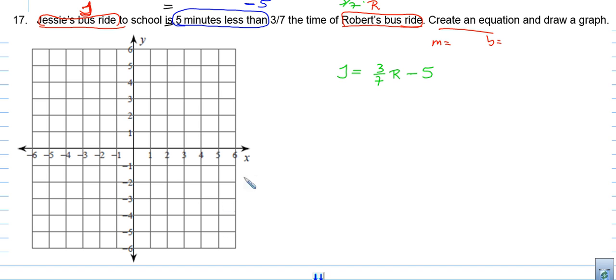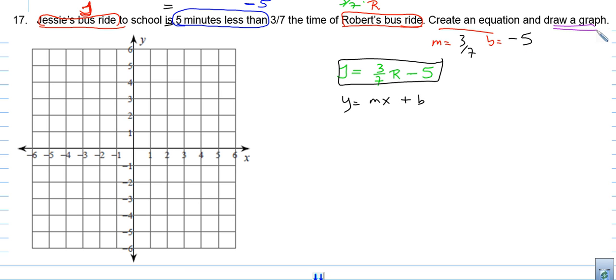Okay? So now if we break this down, it's really in y equals mx plus b form, because y and x are like J and R, and 3/7 is the m, so that's the 3/7, and the b is negative 5. Okay, so this is part 1 of the question. Write me an equation. Part 2 is you have to draw a graph.